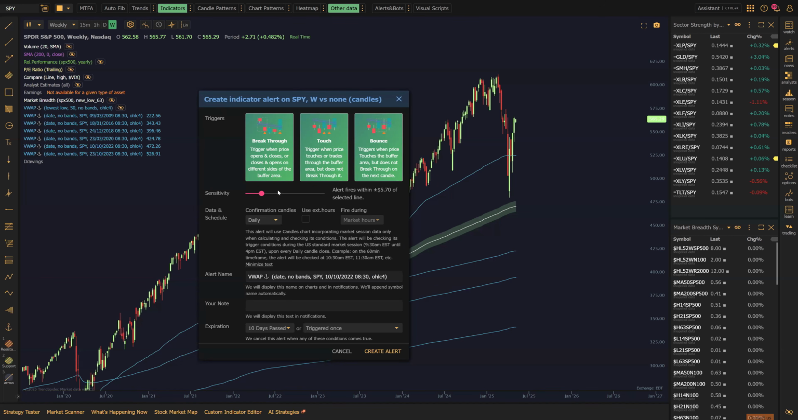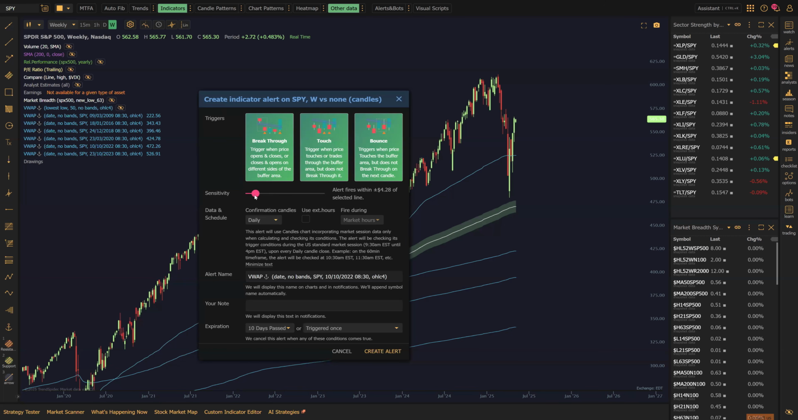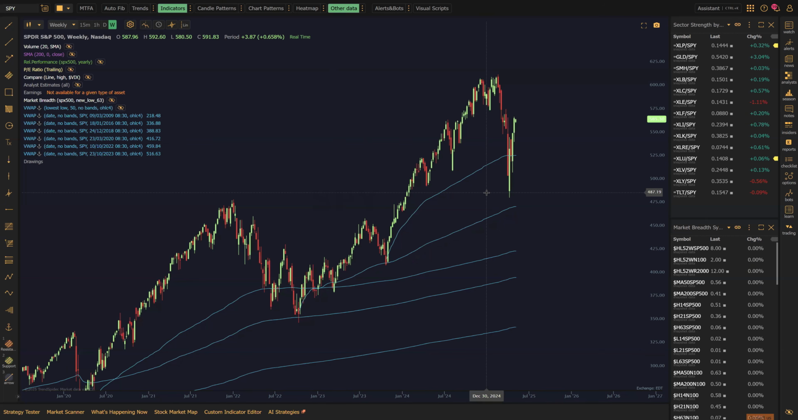You can just tap all three, if you want to see if it just gets anywhere near the line. You can even move up the sensitivity. So you see if I move the sensitivity up, the alert will fire within X period of it right there. Then you just give your alert a name, set it to not expire for a while, set how many times you want it to trigger, create it, and boom. Now you basically have an automated way of telling you when exactly the market is hitting a key support level.